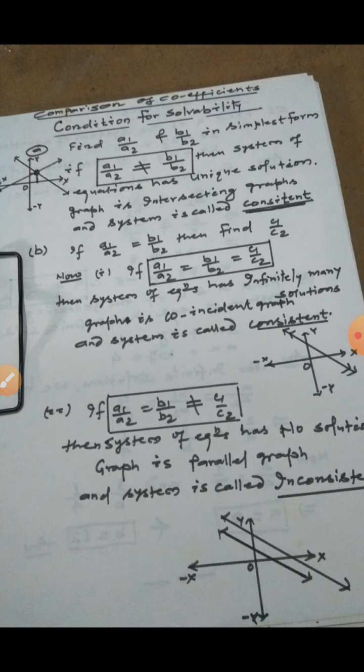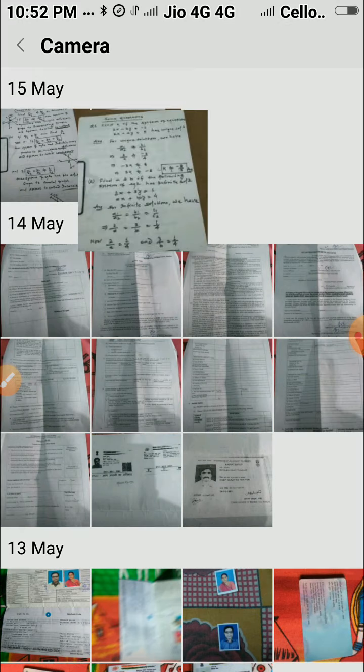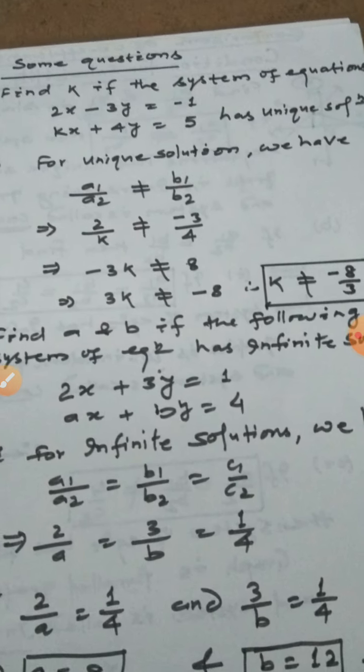And the third condition is if a1 by a2 is equal to b1 by b2 but not equal to c1 by c2, then the system has no solution, the graph will be parallel, and the system is called inconsistent. Okay, so if you memorize this, then some important questions related to the condition of solvability may be solved. So let us take one or two questions. Let us see which type of question it is.